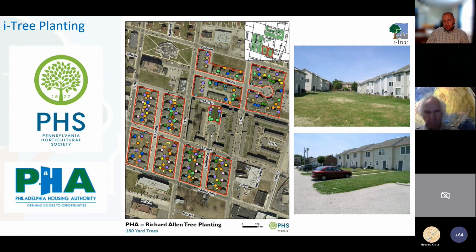iTree planting. This is an example from the Pennsylvania Horticulture Society. They plant a lot of trees in the city of Philadelphia, and this is on a Philadelphia Housing Authority property. The city plants all the street trees, so there were already a bunch of street trees here, but they wanted to plant in backyards. They wanted to get more trees around these houses in the backyards, but they had to convince the Philadelphia Housing Authority to partner with them to fund some of this work and also to do the tree maintenance after the Horticulture Society planted the trees.